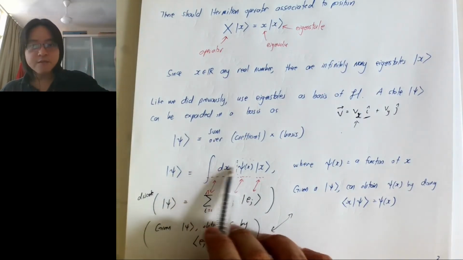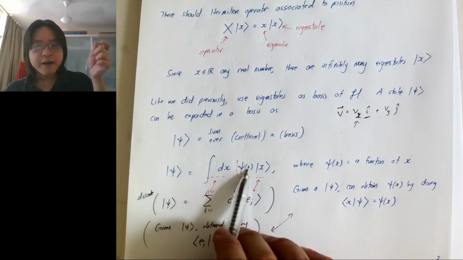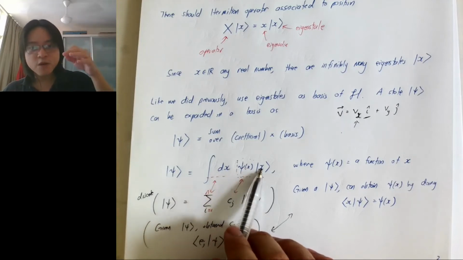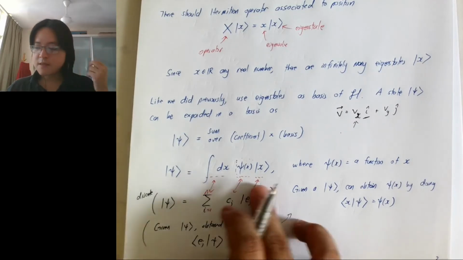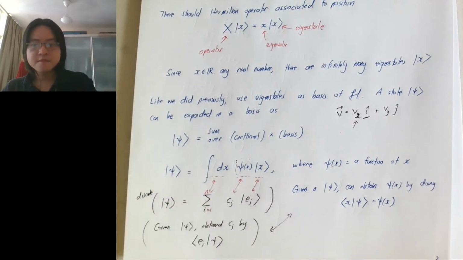So now here psi of x is, for every x, I have the coefficient of this x. So it is the coefficient and the basis. Is that clear? So yeah, Kaishan, you can say that.